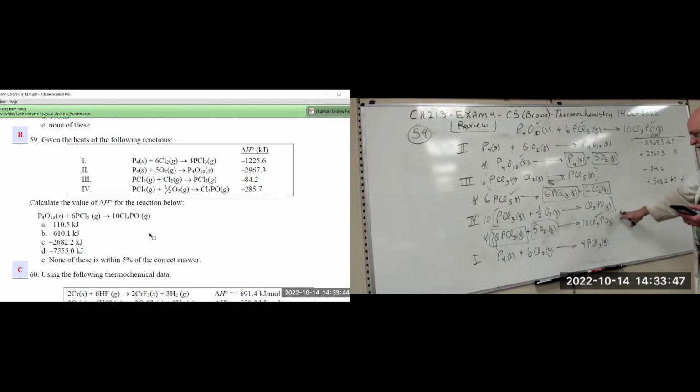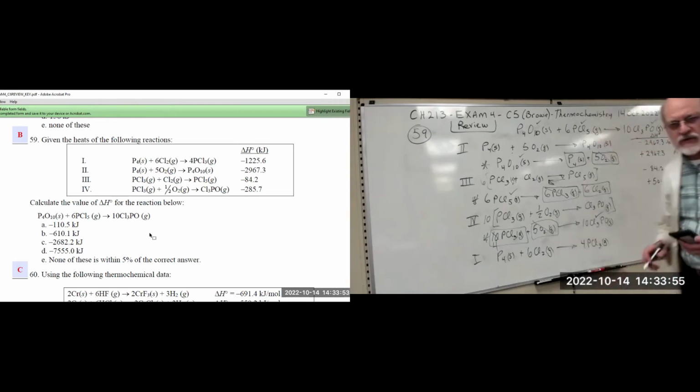And this one, we left it alone, but we multiplied by 10. So that was number 4, minus 285.7 times 10 is minus 2857 kilojoules. Okay. Now for the last one. That's minus 1225.6.